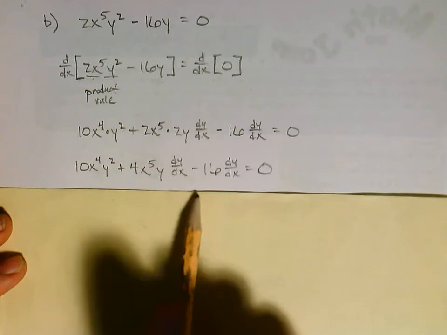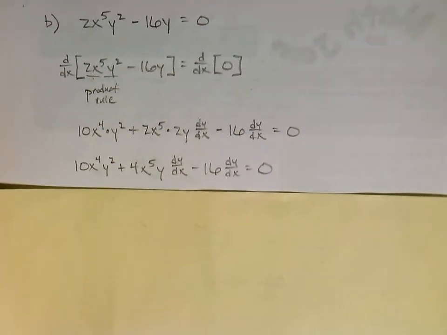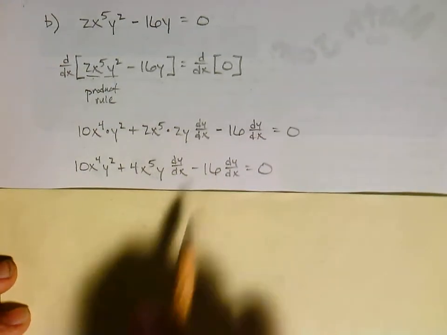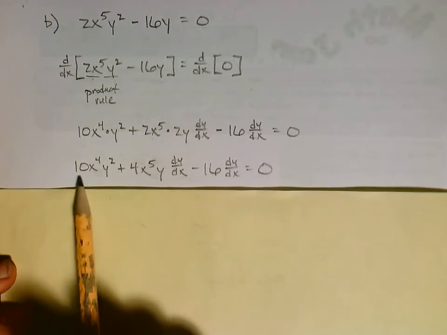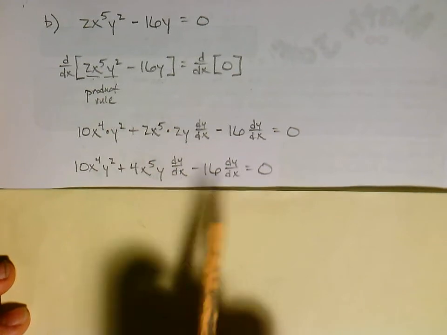Once we have it simplified, now we need to isolate dy over dx. How are we going to do that? We need to get dy over dx by itself on one side, and there's two of them. So here's what we do. The term that does not have dy over dx, let's move it to the other side.